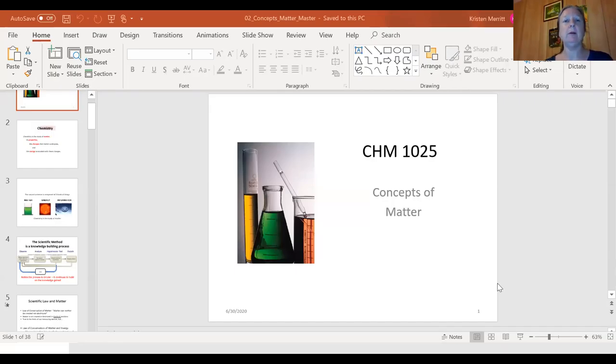Okay, so this is the first part of lecture three, which is nature of matter and energy. Going to the PowerPoint. And it's called Concepts of Matter on Canvas.